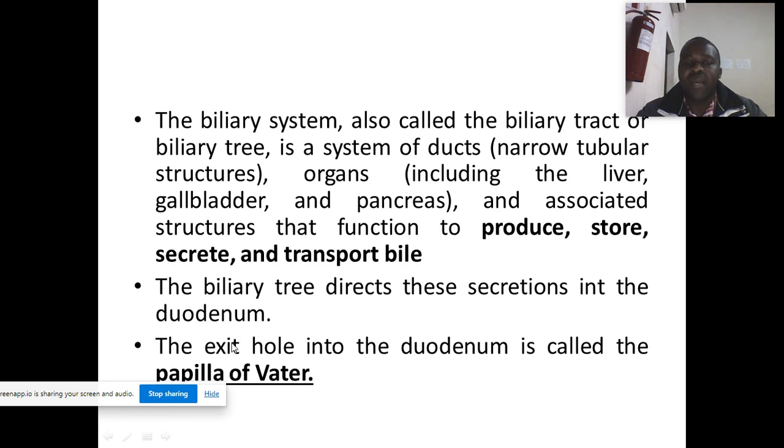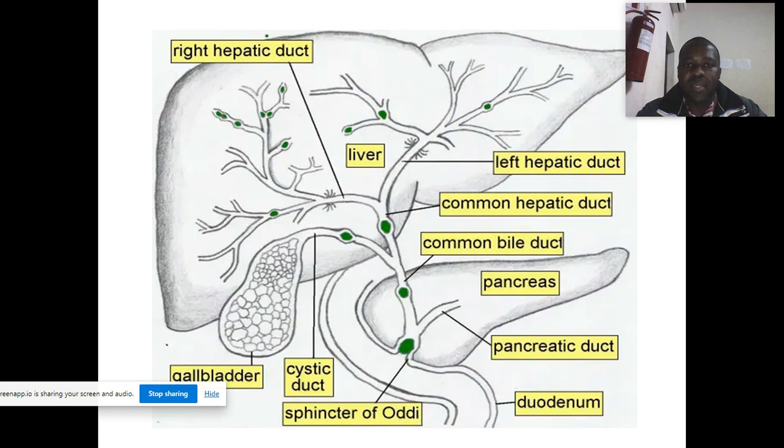Papilla means nipple, structured like a nipple. So this is our biliary tree. It's a system of ducts, right hepatic, left hepatic. It's a system of organs, the gallbladder there, the pancreas there, and the liver there, and other associated structures.